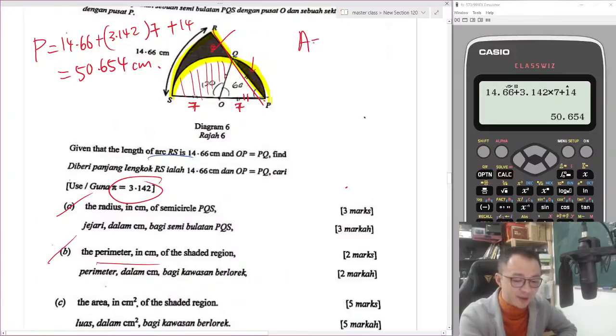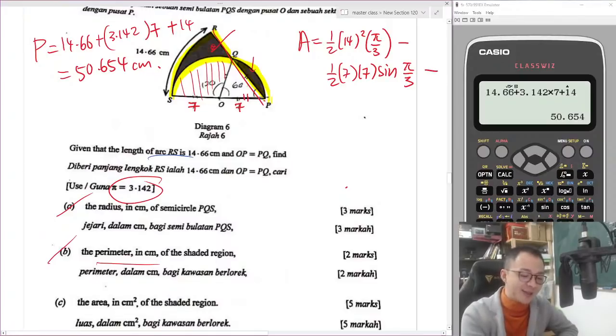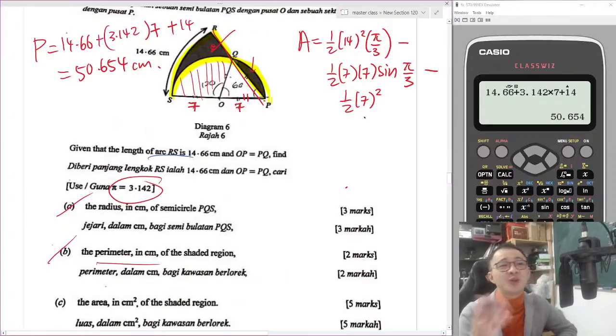Okay, let's do it. So the big sector is basically half r squared theta. r is 14, theta is pi over 3, 60 degrees. Alright, I want to minus the triangle. Triangle, I will do half ab sine C, okay? Half ab sine C. And then minus this sector, which is half r squared theta. The theta is 120 degrees.